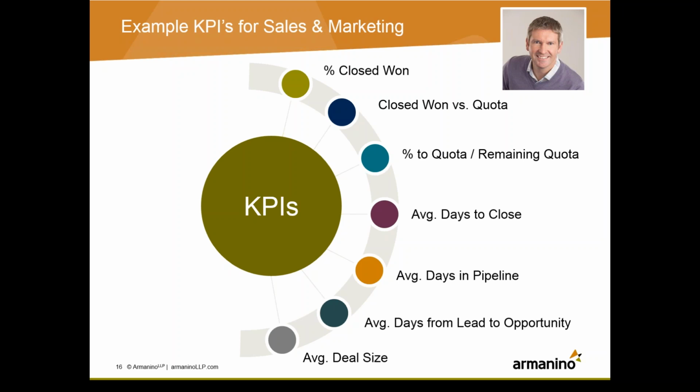Some of these are ratios, so percentage closed won, how are we doing closed won versus quarter, what's our remaining quarter, or how much are we percentage to quarter, what's the average days to close. That's an important metric to understand. How long does it take us to close an opportunity on average? Out of the ones that we haven't closed, how long have they been in the pipeline? How does that differ from the days to close?